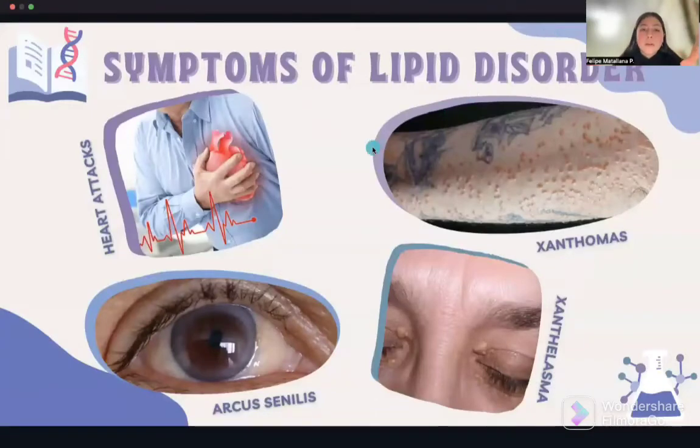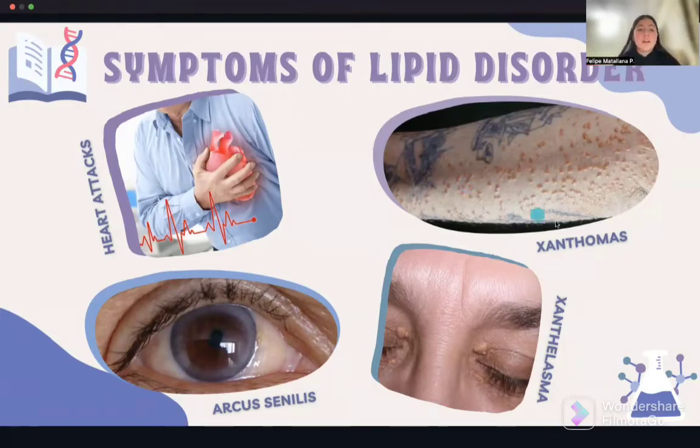Okay, now I'm going to explain the symptoms of lipid disorders. Firstly, I want to point out that a person will not have symptoms of a lipid disorder until they experience a significant health problem such as a stroke or heart attack. However, the following symptoms can occasionally be observed in persons who have very high lipid levels.